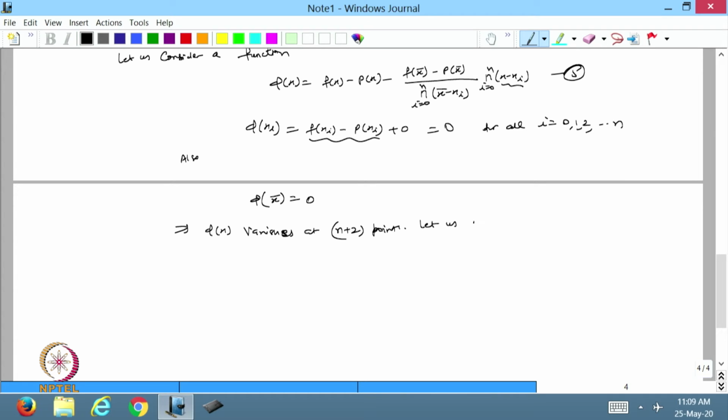Let us assume that phi(x) and its derivatives are continuous. So, I can apply Rolle's theorem.